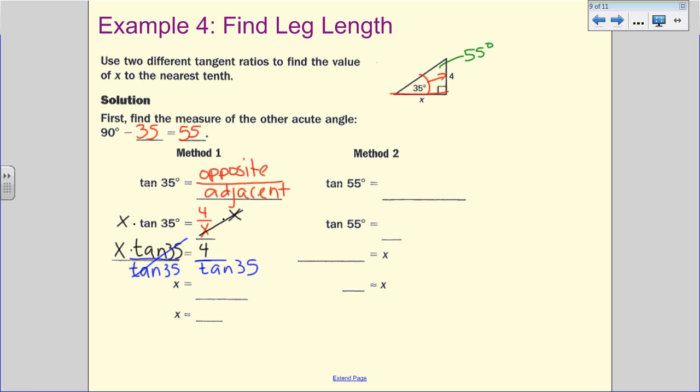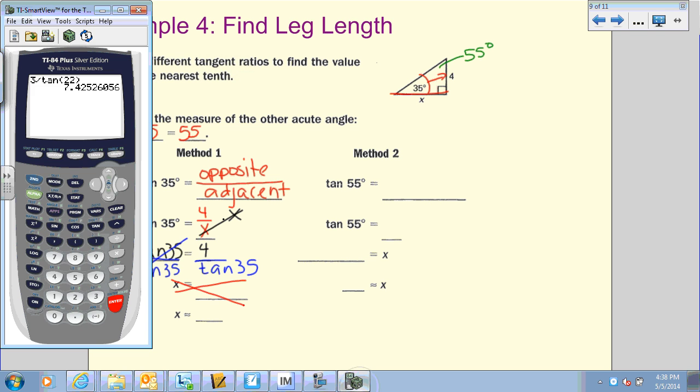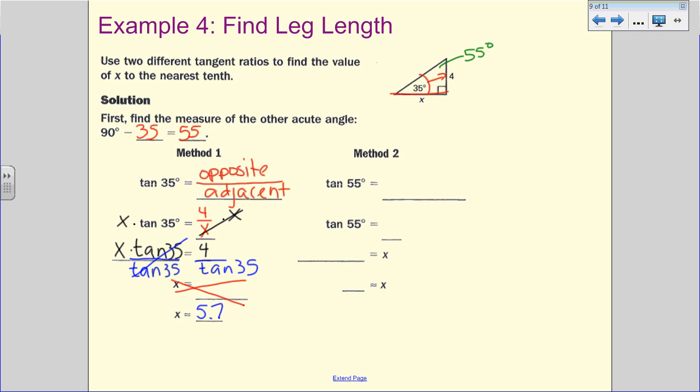Remember, we're going to go right to our calculator and type it in. We don't need to do any approximating. We're just going to type in 4 divided by tangent of 35 degrees. Hit enter. And we're rounding to the nearest tenth, so we get 5.7. Now here's the thing. We just said x is 5.7. We better get 5.7 here. So let's take a look at what it looks like with this second method.